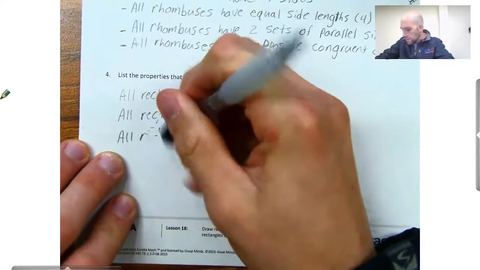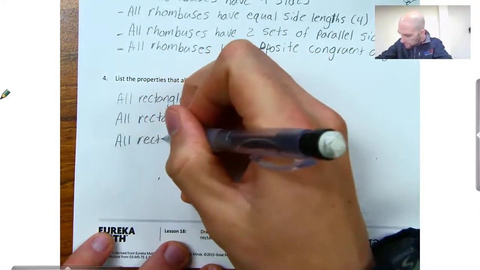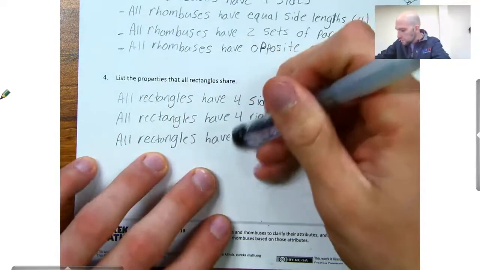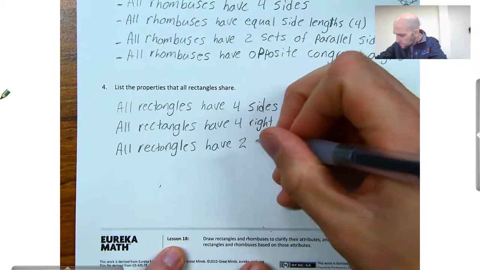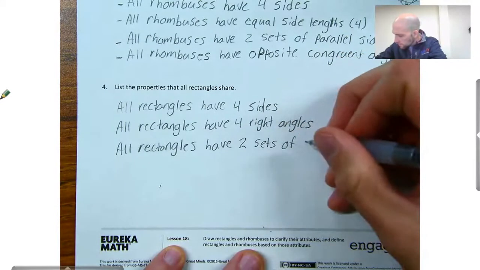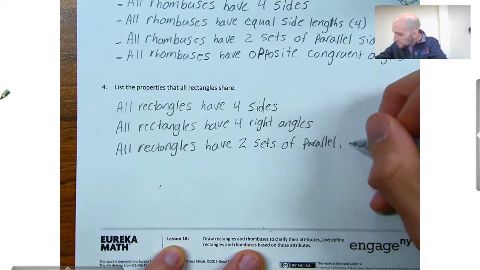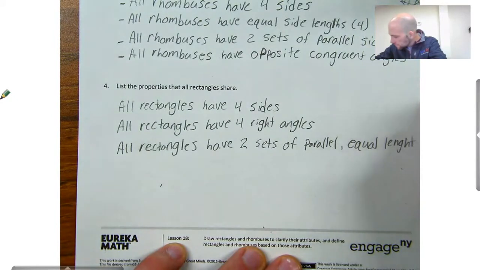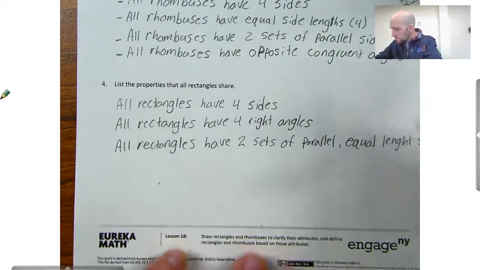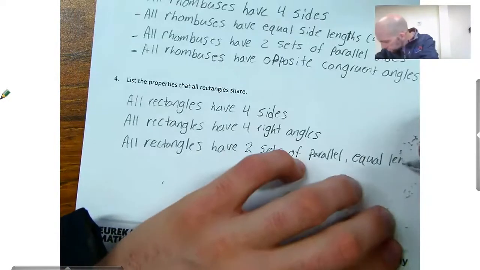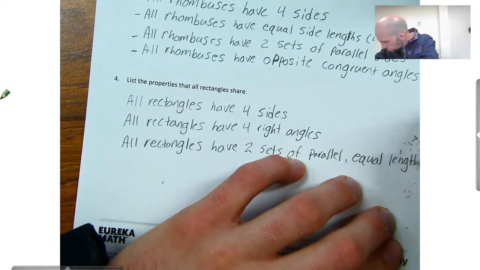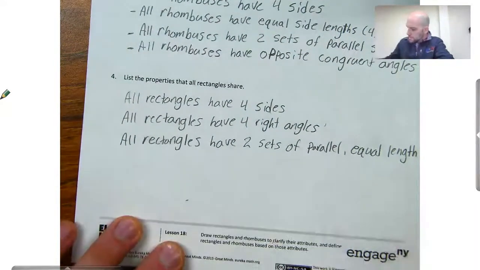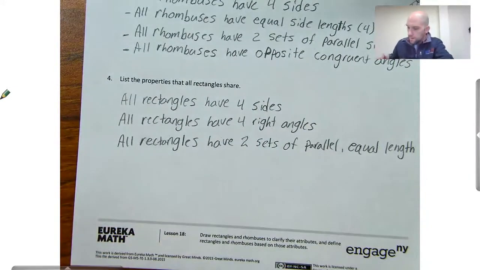And then all rectangles. We're talking about rectangles now. Have two sets of parallel equal length sides. And those will be opposite sides. All right, I think that's it for rectangles there.